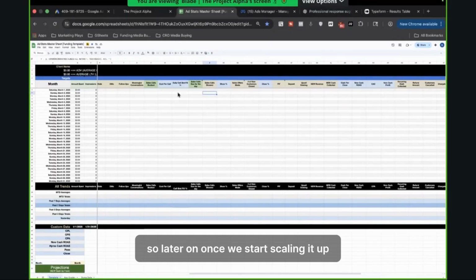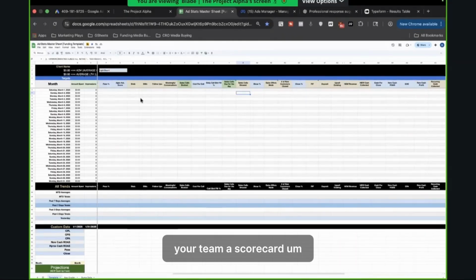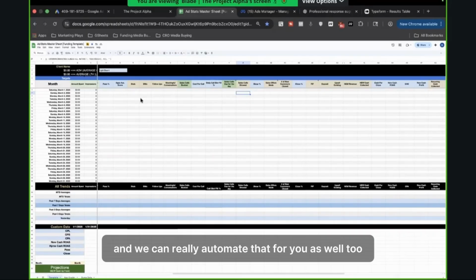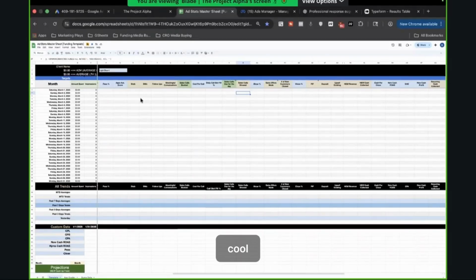So later on, once we start scaling it up, what we're really focusing on is giving your team a scorecard. The scorecard is really just keeping them accountable. Hey, did you do 50 dials today? Did you do 50 follow-ups today? And we can really automate that for you as well. Right now, in the beginning, it's kind of like hustling it out, I call it. So it is going to require a little bit more of an investment in terms of energy, but it's going to make the campaign perform a whole lot better. Okay, answer your questions. Cool.